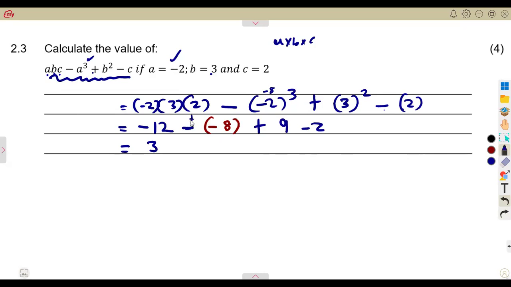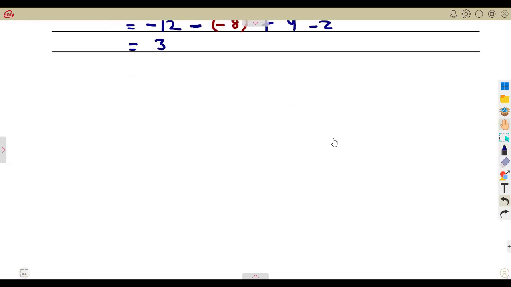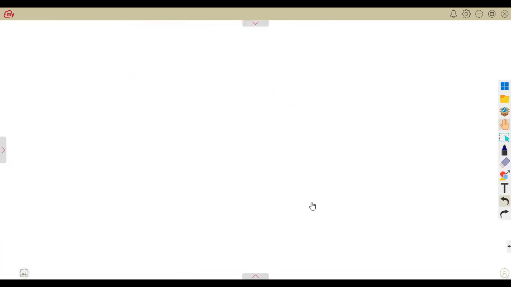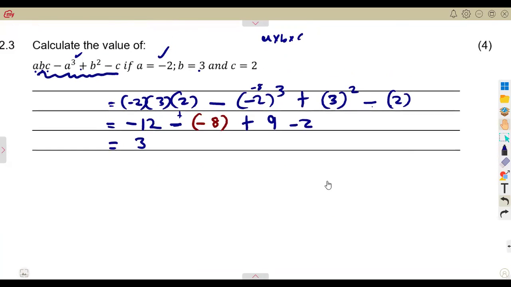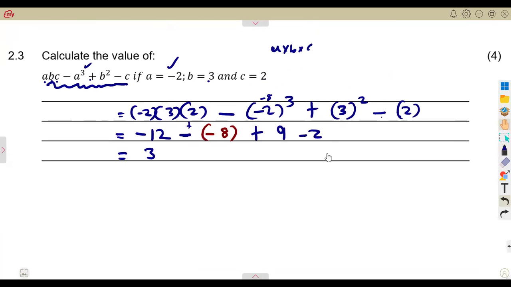That was going to be a plus, which is minus 12 plus 3, which is minus 4. Then you get a 5, 5 minus 2, which is a 3. You could just use a calculator there. So that is it, guys, for 4 marks. This is actually enough for you to write it that way. All right, so that was your question 2.3.